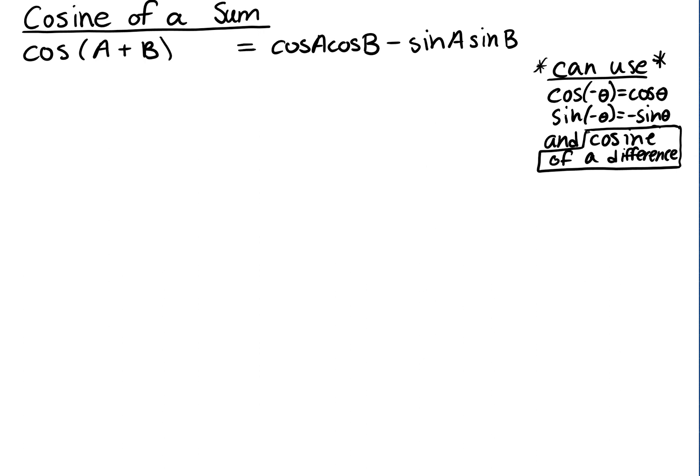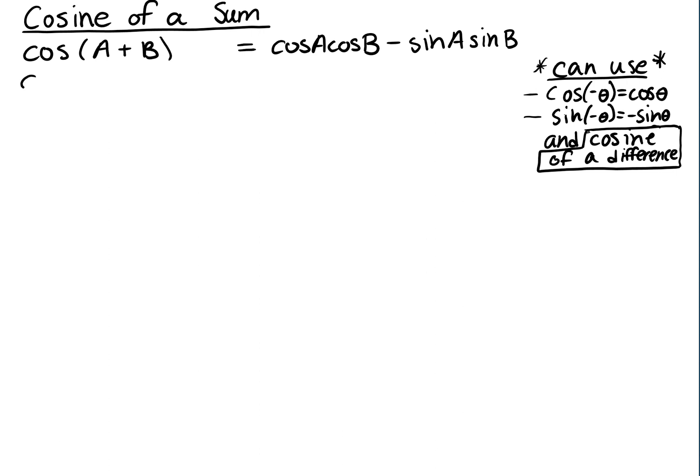These proofs we are actually going to do more like the proofs we have been doing in class so far, where we're working on one side. So I just wrote on the side what we can use. We can use the even-odd identities, which are these two guys. Cosine negative theta is cosine theta. Sine of negative theta is negative sine theta. And then, of course, we're using the cosine of a difference, which was derived on that bigger sheet.